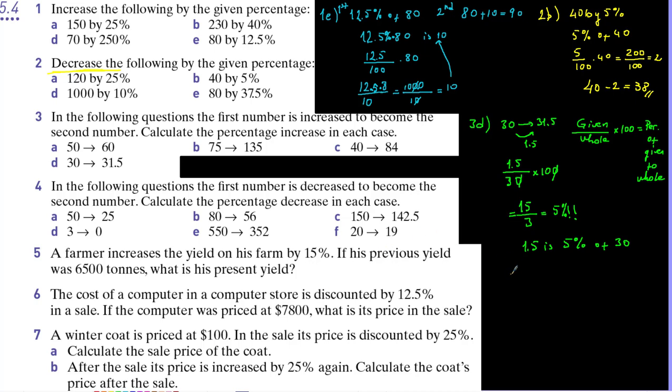Let's use the orange one, and it is 4B I'm solving now. 80 decreased to 56, which means that the difference between them is 24 units. So 24 is how much percent of 80? To find that, I have to do 24 over 80 times 100.